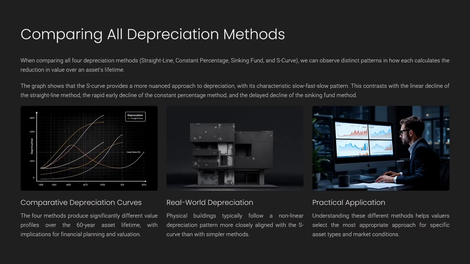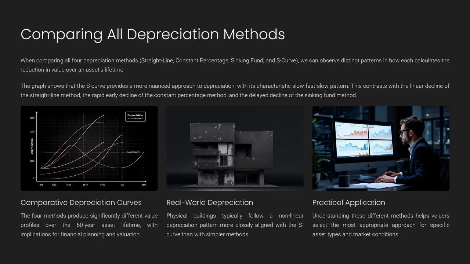When comparing the four depreciation methods, straight line method, constant percentage, sinking fund, and S curve, we can observe distinct patterns in how each calculates depreciation over an asset's lifetime. So the graph shows the S curve provides a more nuanced approach to depreciation with its characteristic slow-fast-slow pattern. This contrasts with the linear decline of the straight line method, the rapid early decline of the constant percentage method, and the delayed decline of the sinking fund method.